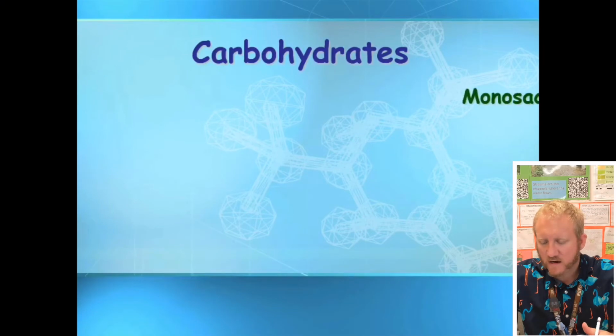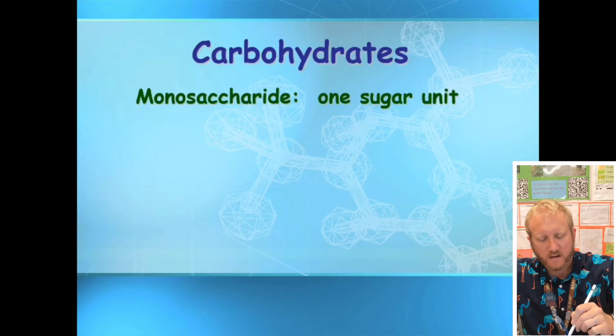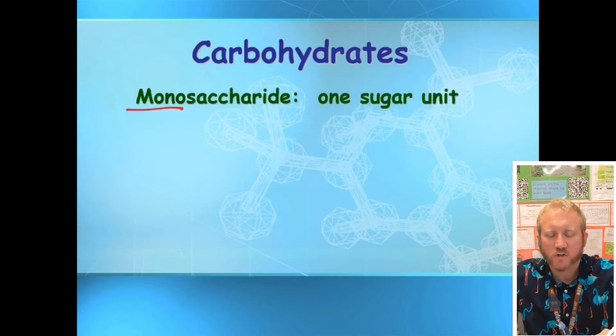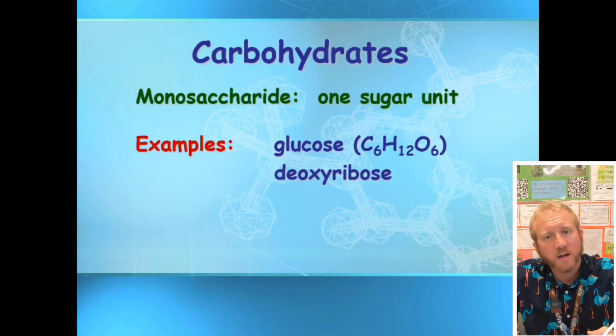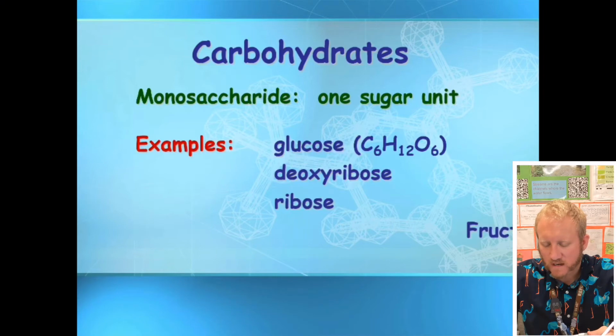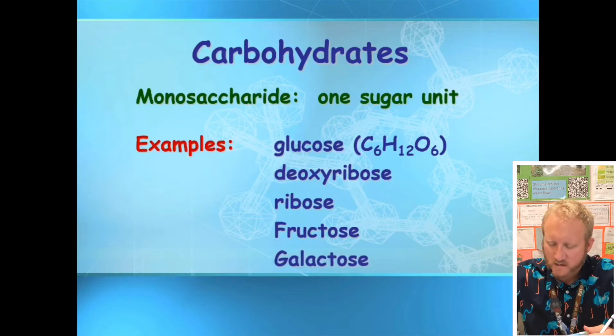A monosaccharide is one sugar unit, mono meaning one, saccharide meaning sugar, so one sugar. Examples of this is glucose. If you remember cellular respiration, you talked a lot about glucose, right? Deoxyribose, if you remember from DNA. Ribose is from RNA. Fructose is what's in fruit and vegetables and stuff like that, gives them their sweetness. And galactose, which is important when you're breaking down lactose.